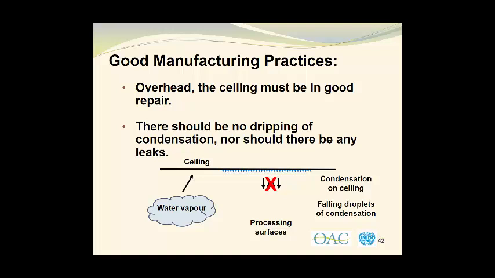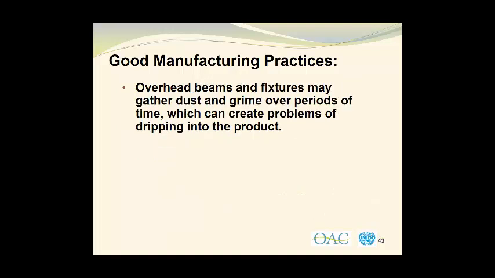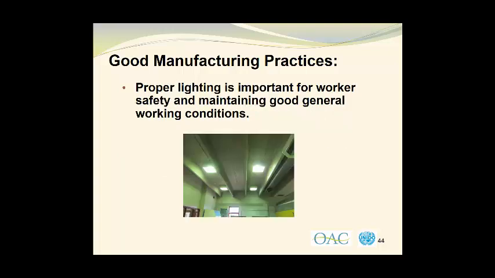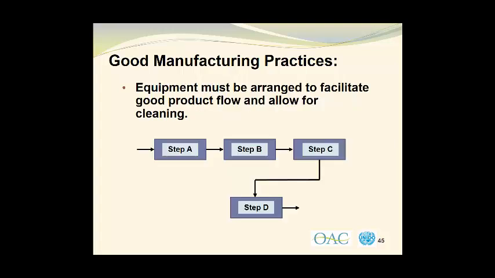And this may be something as simple as having adequate air exchange in our production facility. Overhead beams and fixtures may gather dust and grime over periods of time, which can create problems of dropping or dripping into the product. You need to have cleaning programs in place to address these issues. Proper lighting is important for worker safety and maintaining good general working conditions. Equipment must be arranged to facilitate good product flow and allow for cleaning as well as worker access.